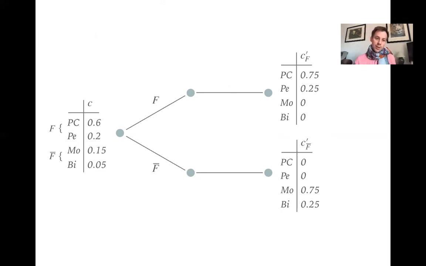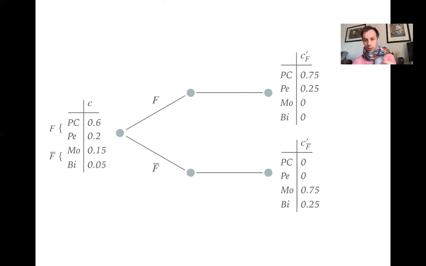So here are your credences down the left-hand side for the different possibilities. Credence 0.6 in Panama City, 0.2 in Pensacola, so 80% in total in Florida, and then 15% in Mobile and 5% in Biloxi, so 20% in total in not Florida. And then the question is, how should you plan to update upon receiving your friend's evidence of yes, Florida, or no, not Florida?